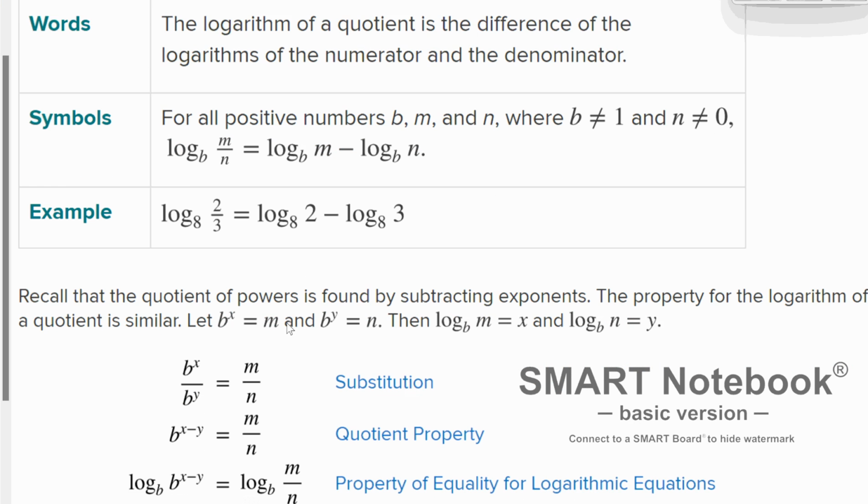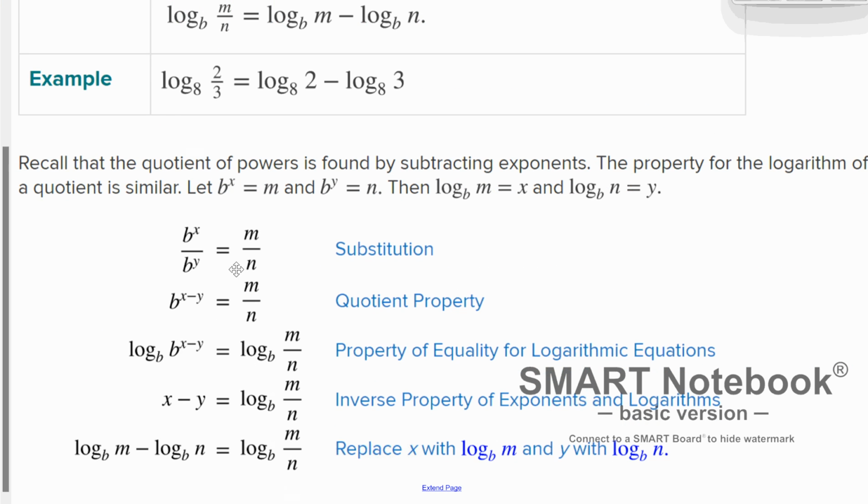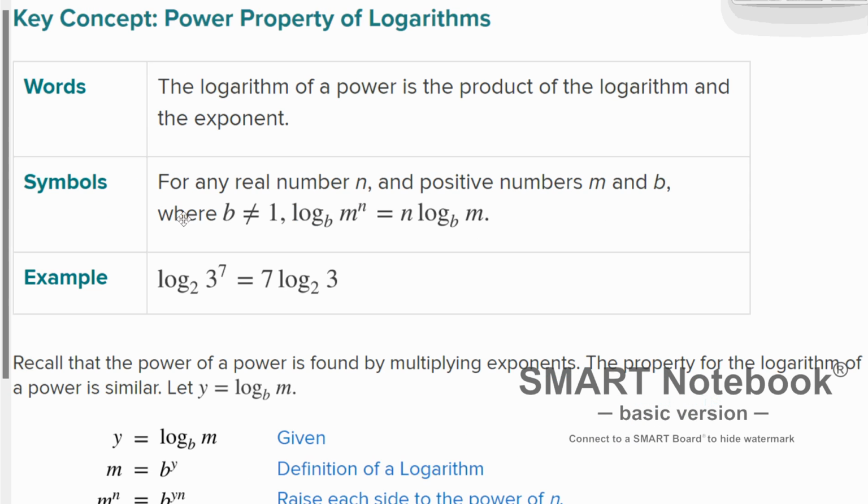So let's use those properties. Here are some more examples and how it works. If you want to freeze it, you can, but I'm pretty sure you probably don't care. Let's go ahead and look at the last one. Power property.